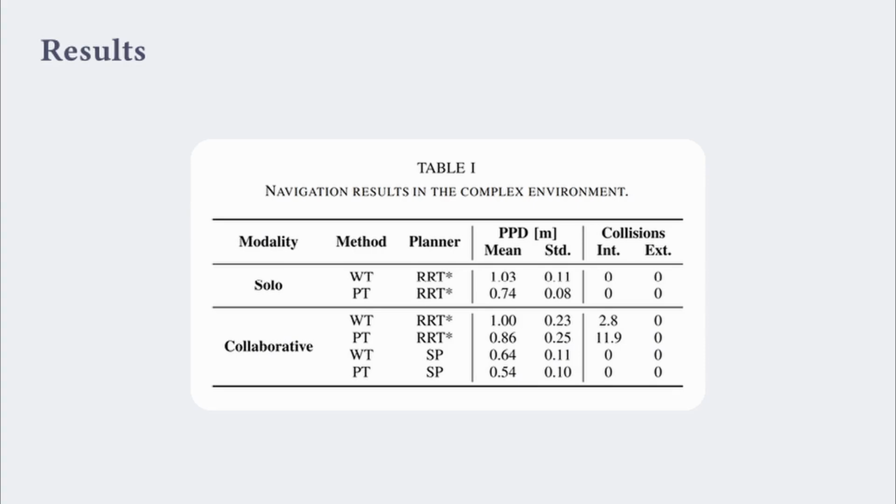Now, the collaborative approach uses both RRT star and a structured planner, where the sample-based method is able to achieve a 14% decrease in the perpendicular error, but with a lot more inter-robot collisions. However, when using the structured planner, we're able to achieve a 16% decrease in the perpendicular path deviation error, and we're able to maintain 0 collisions at all, which is highly valuable, especially with the path tracking approach.